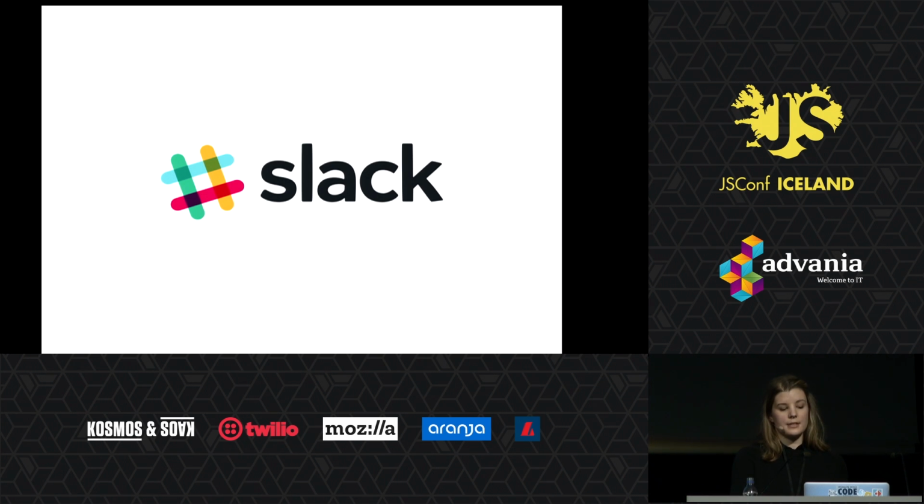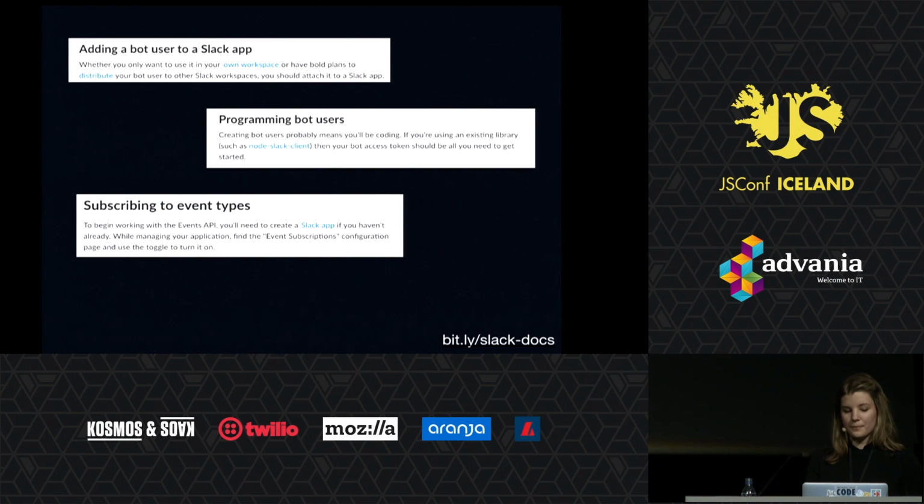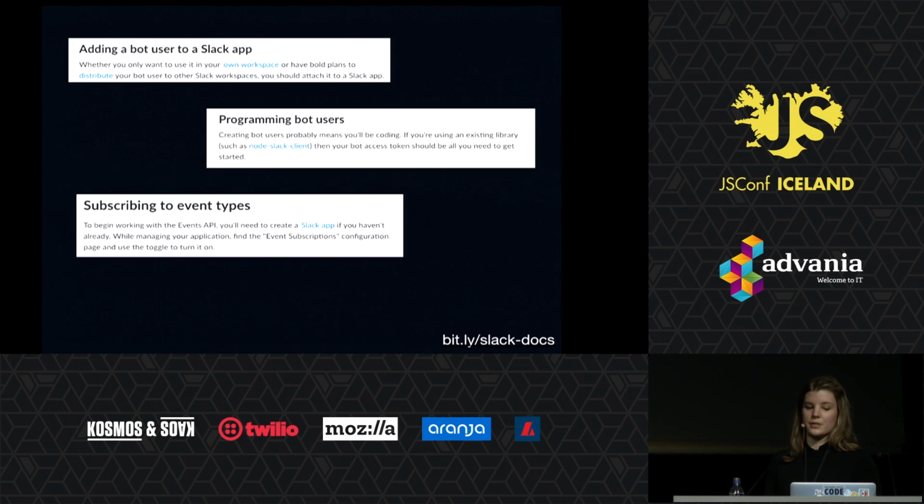Slack is a cloud-based set of team collaboration tools, and because I know they have a developer portal and thorough documentation, I crawled their sites for examples. And here's what I found. As expected, they have those information-oriented reference docs that we talked about earlier. They teach us how to add a bot user to our Slack app, programming those bot users, and how to subscribe to event types with the Events API. That's nice, but maybe as a first-time Slack user, I'm not sure how or why I would need these features.